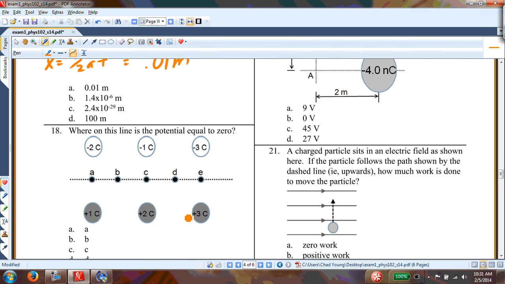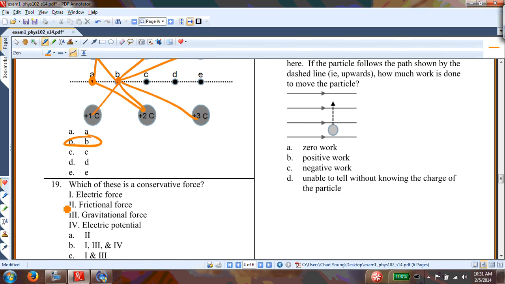Where the line is potential equal to 0. This is similar to one that we've had before. Here, let's see, I'm different distances from those, so no, it's not A. Here, I'm equidistant from there to there, and there to there, and there to there. So all those positive and negative charges, their potentials are going to cancel out. So B is the right answer, and I'll leave you to go through the rest of them.